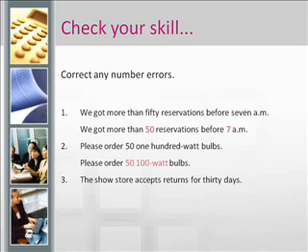Our third sentence is, the show store accepts returns for thirty days. Do you spot any errors in this sentence? The general rule for numbers in periods of time is that if writing out the number in full would require one or two words, we would go ahead and write out the number in full. However, when we're dealing with special circumstances, such as warranties in this case, we write out the number as a figure. Therefore, this word thirty would be updated to the figure 30.